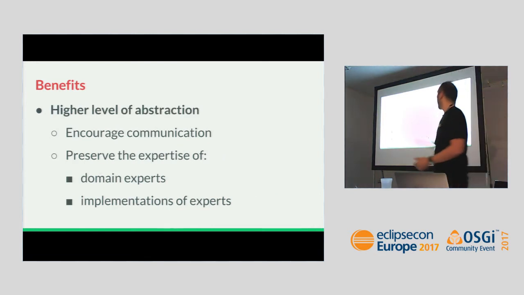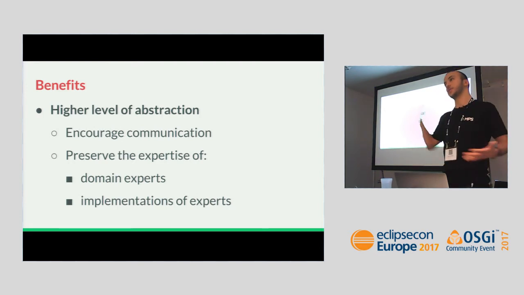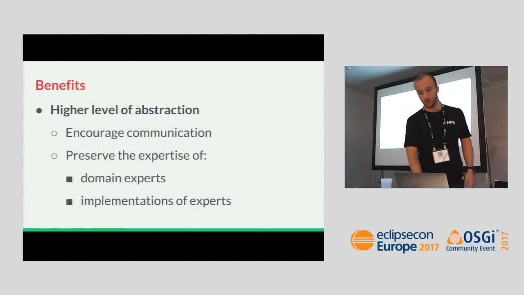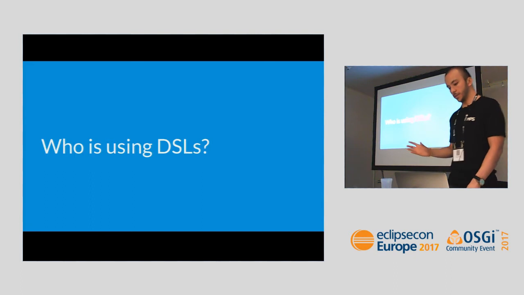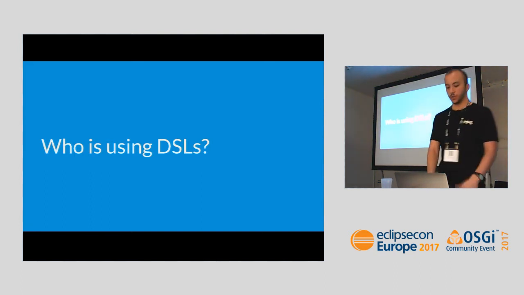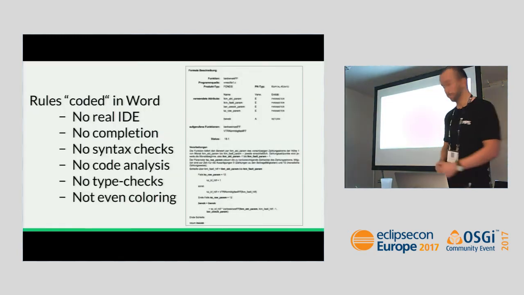And well, higher level of abstraction. It encourages communication between the domain experts and the developers, and also preserves all the expertise of the domain experts, because they are the ones developing with this language. Of course, the implementation of the experts. What we found out is that it's better to explain with examples. So I brought you some examples here.